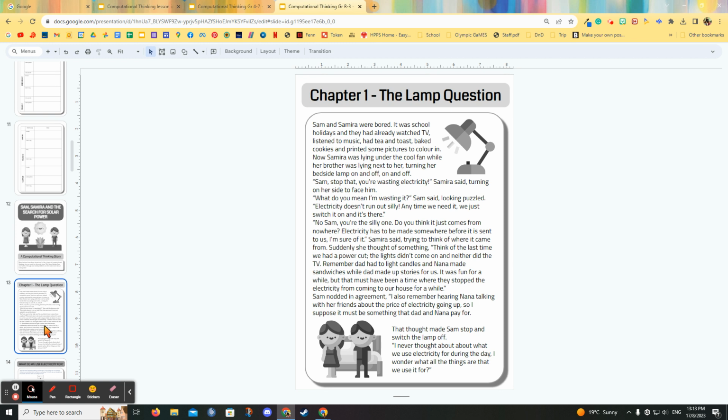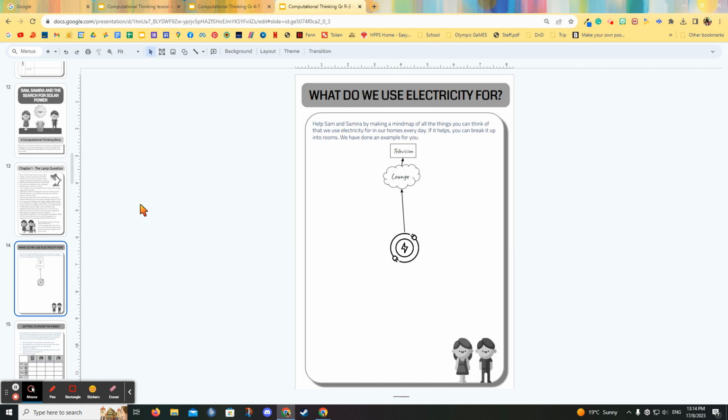In this one, they are brainstorming and talking about electricity and wasting electricity. Sam says electricity doesn't run out, we just switch it on and it's there, and Samira explains that electricity has to be made somewhere and that we need to make sure we're looking after it. So they're thinking of everything they use electricity for in a day. That's the first thing they're doing.